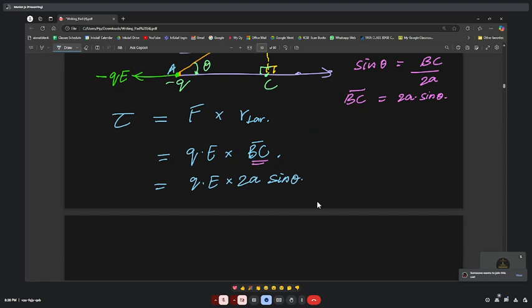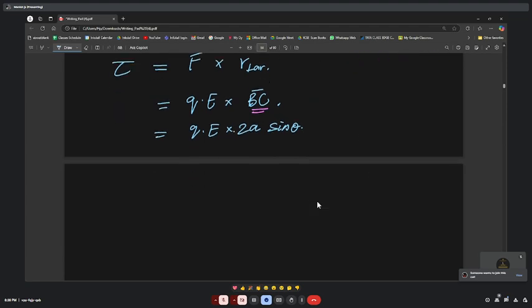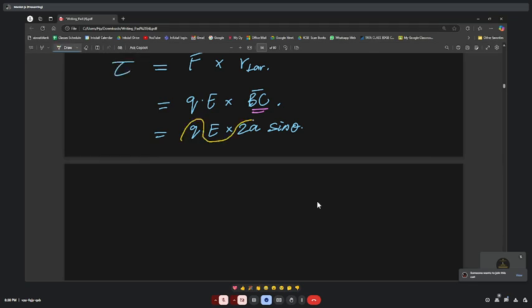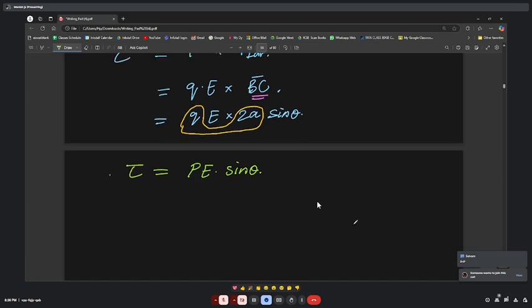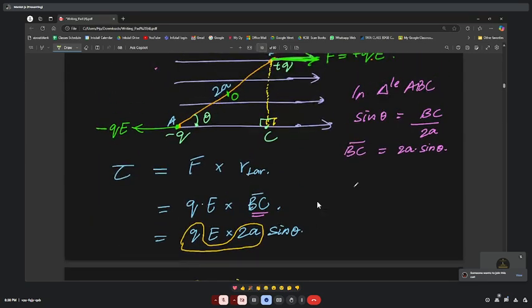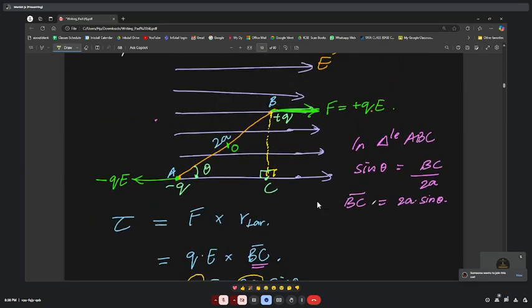Now here, what is 2A into Q? I hope you guys know the formula. 2A into Q is nothing but the dipole moment. So we substitute here and get a relation, where P is the dipole moment: PE sine theta. That is how you get the formula for torque in terms of dipole moment and the electric field. This is the expression for torque experienced by the electric dipole placed in a region of uniform electric field.